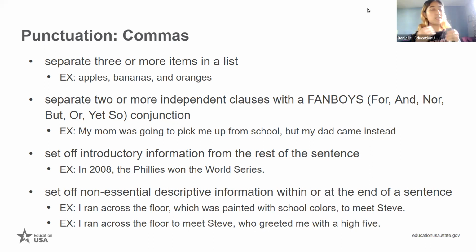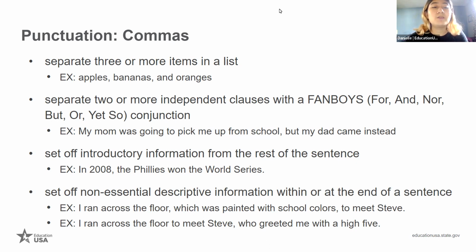So what do you guys mean? Okay, one second. I ran across the floor, which was painted with school colors, to meet Steve. I'll be honest, this does not sound good, but this is correct because you're including descriptive information within the sentence. You separate it. Next one. I ran across the floor to meet Steve, comma, who greeted me with a high five. You didn't need to know that Steve greeted me with a high five, but you can add that descriptive information at the end of the sentence with a comma. So yeah.